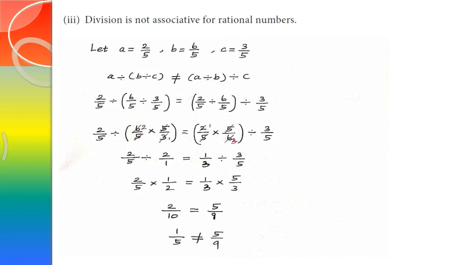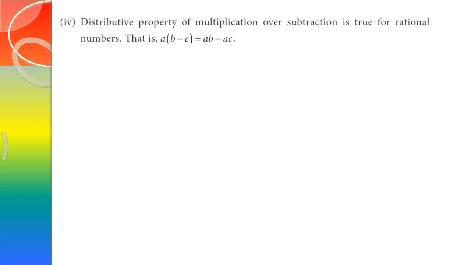That is the reciprocal and multiply sign. Listen to the property. So 2 by 10 equals 5 by 9. It's not equal. So the property is verified. Division is not associative for all rational numbers. Next we go to property 4. Distributive property of multiplication over subtraction is true for all rational numbers. That is, A(B minus C) equals AB minus AC.